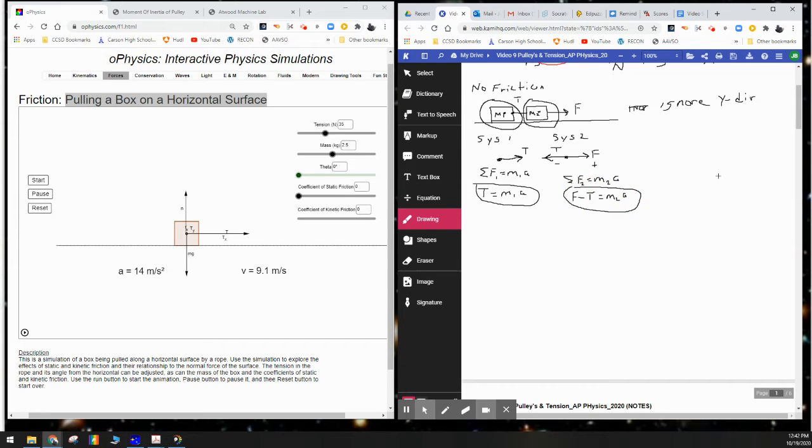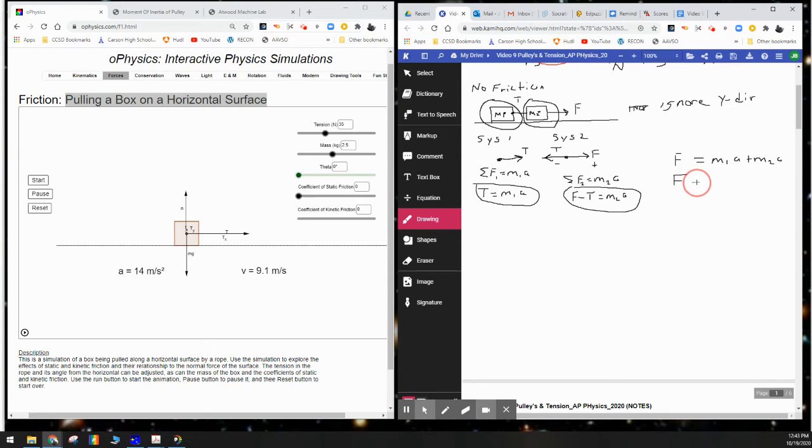Let's look at the left side and the right side of the equations. Here's the key: the tensions must cancel out. If I add the left sides, this T is negative and that T is positive, so they cancel out, leaving just F on the left side. On the right side, I have M1A plus M2A. So F equals M1A plus M2A.